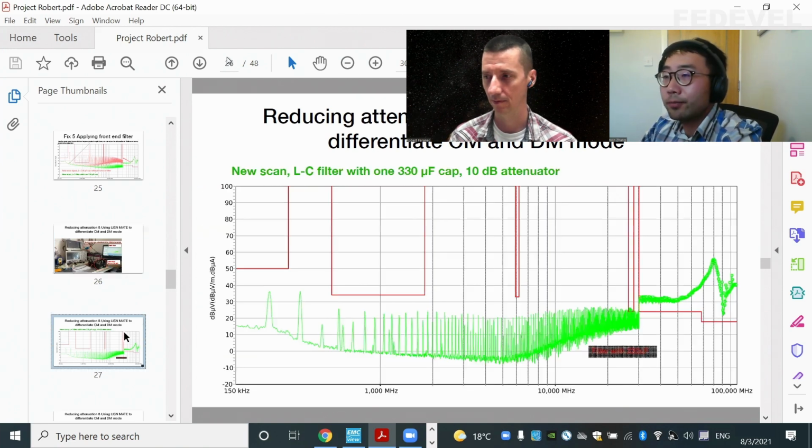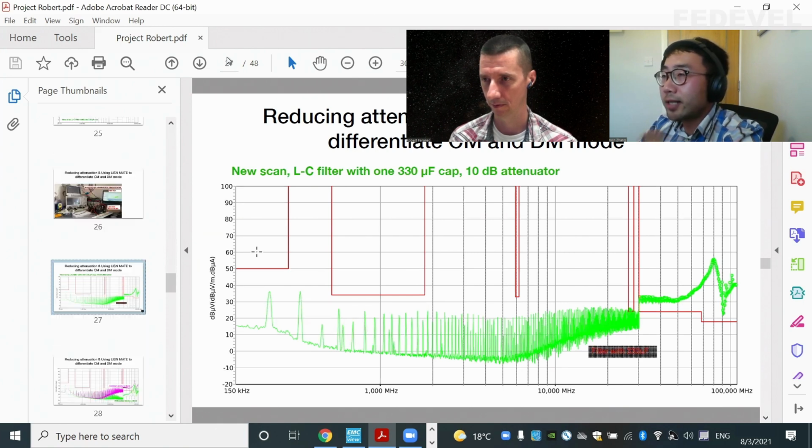That's correct, yes. Now, this is just a scan, because before we were using a 33 dB attenuator, and now I'm using a 10 dB attenuator. We look at this scan as a reference, our midpoint reference. As we increase the input capacitance to 330 microfarads, with the LC filter in front, we reduce the noise in the low frequency range. But in the high frequency range, we still exceed the limit. And as you can see, this part from 7 megahertz or 6 megahertz is starting to increase.